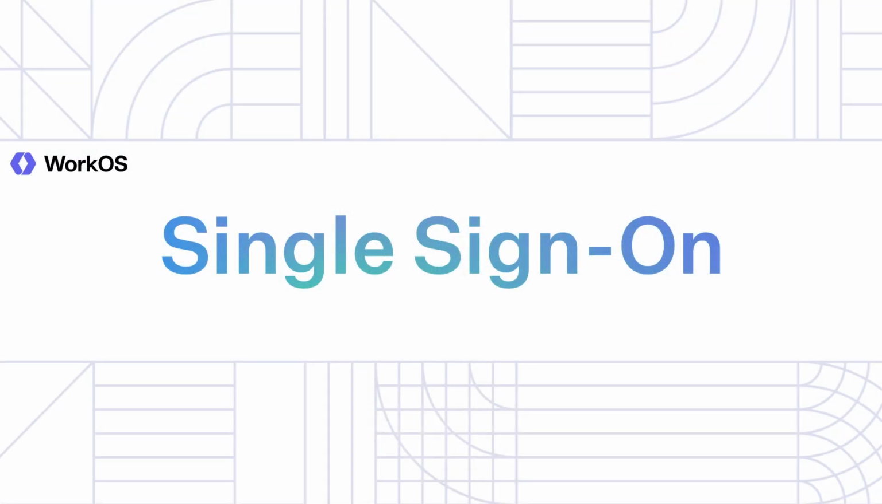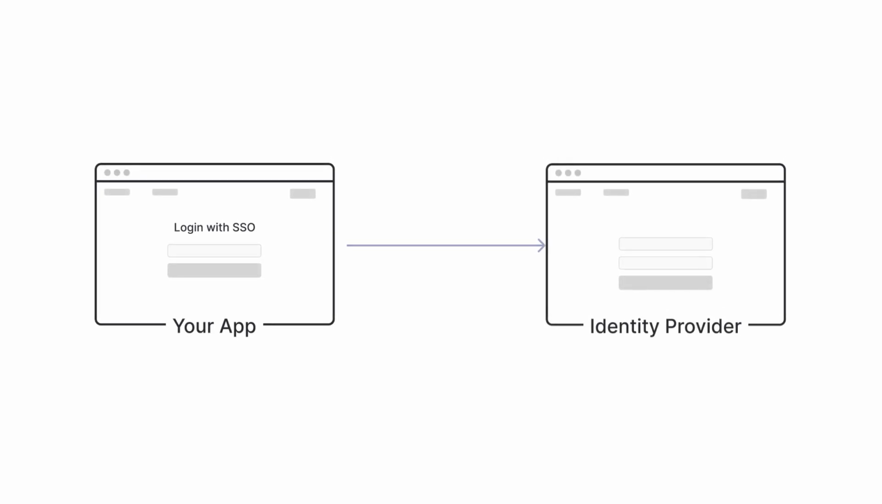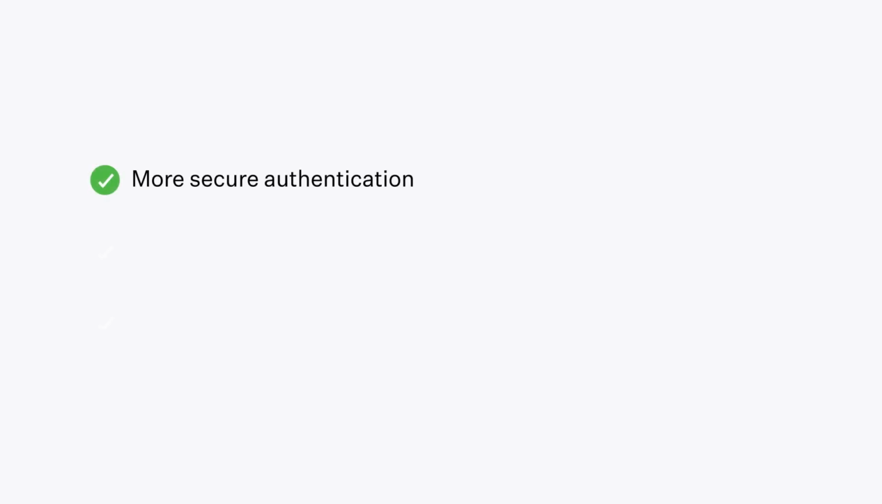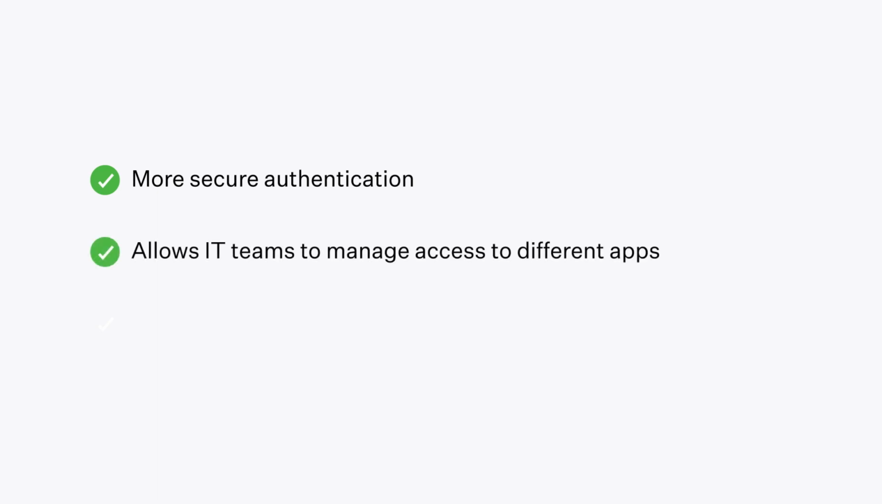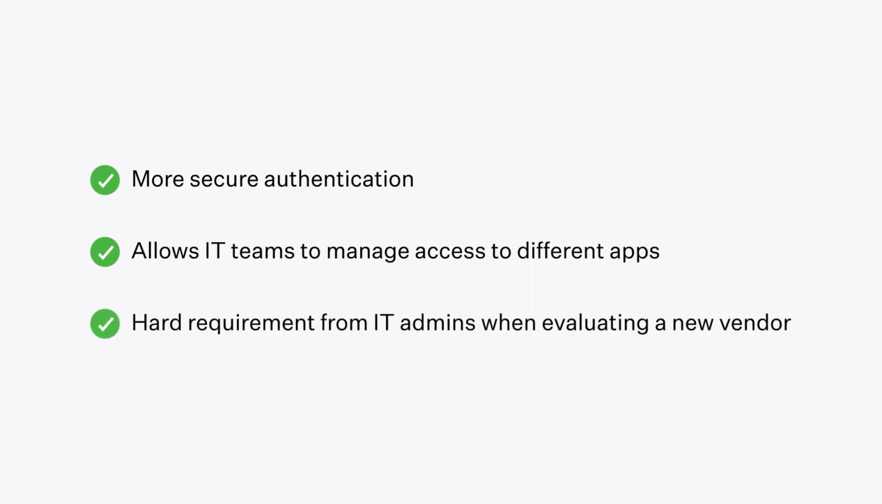Single Sign-On unlocks the ability for users to log into your app with their company's identity provider, like Okta, Azure, or Google. It allows not only for a more secure way of authenticating, but also allows IT teams to manage access to a wide range of applications their employees use in an automated way. For these reasons, SSO is often the first and primary requirement by enterprise IT teams evaluating new vendors.